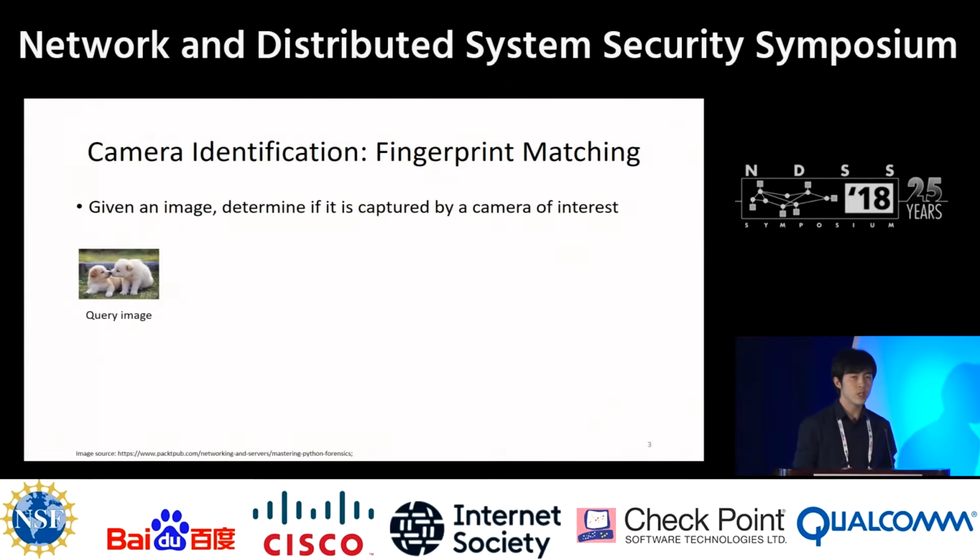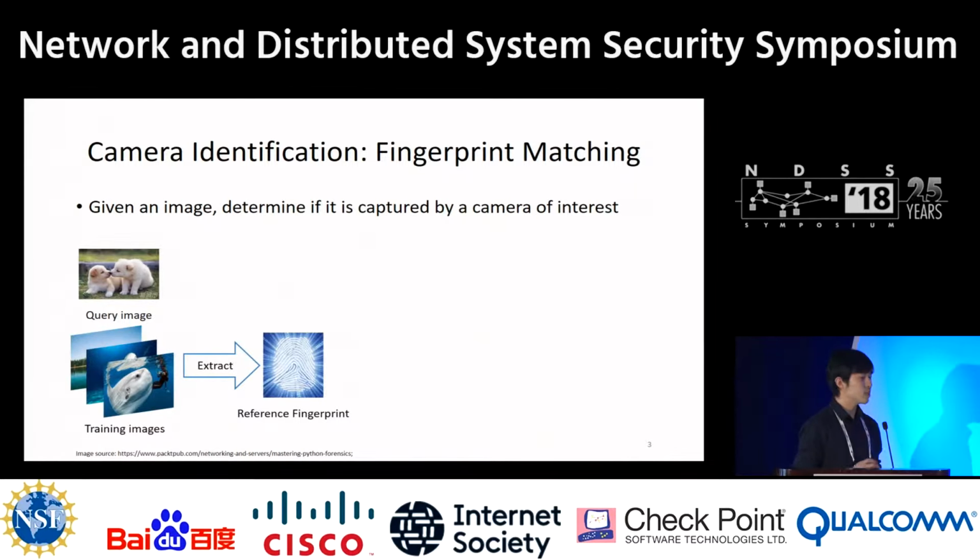Given a query image, we can determine whether it is captured by a certain camera by this procedure. First, we can extract the reference fingerprint for a camera using multiple training images. For conventional digital camera, we need at least 50 images to extract the fingerprint. The more images we have, the better quality of fingerprint we will have.